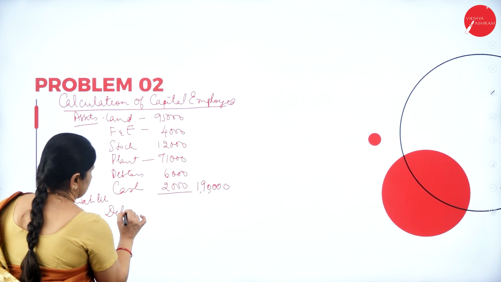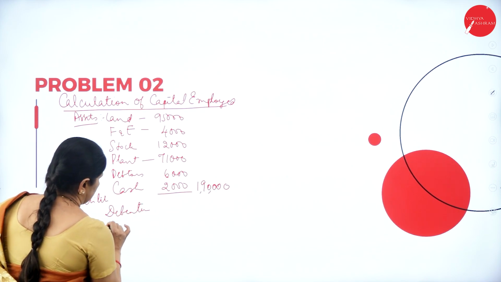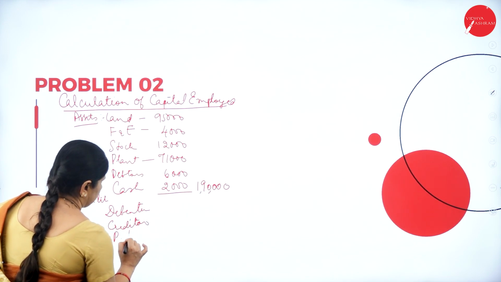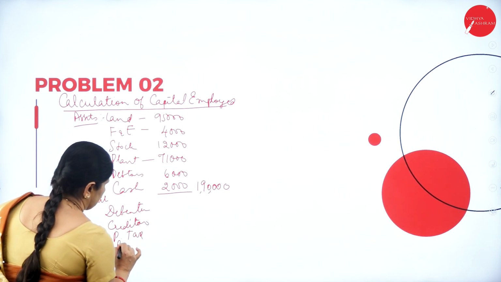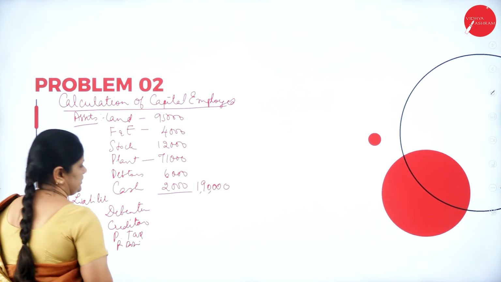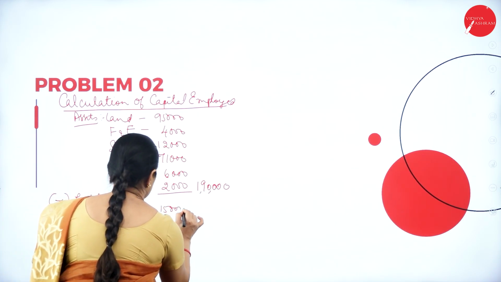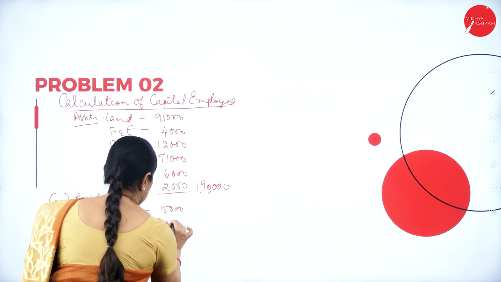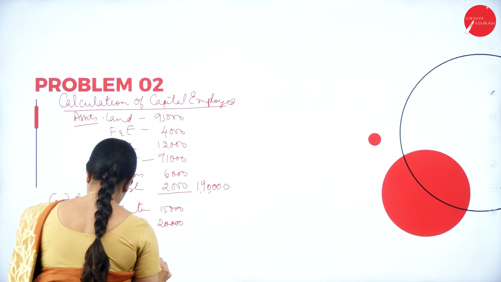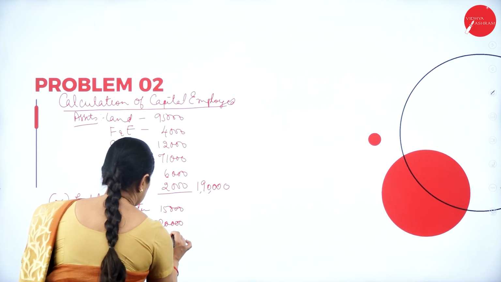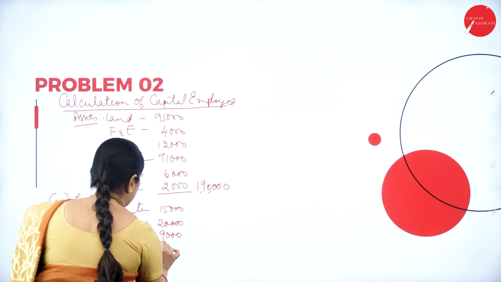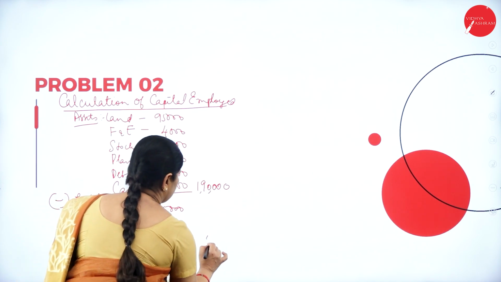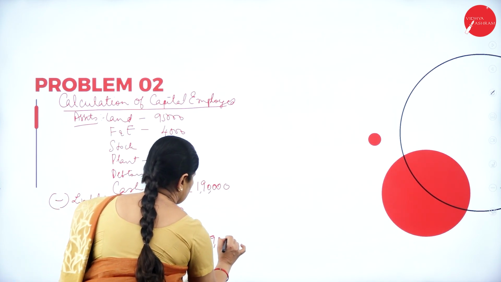Now the liabilities: debentures, creditors, provision for tax, proposed dividend. Creditors 20,000. Provision for tax 9,000. Proposed dividend 15,000. Total will be 59,000.